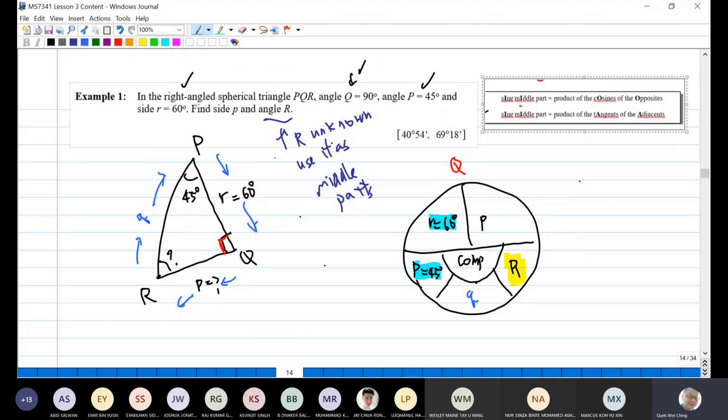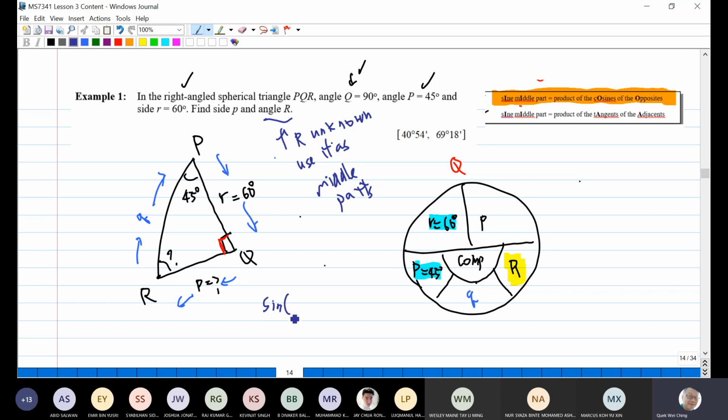Okay, sine of middle part equals product of cosine of opposite part. Because they're opposite here, I'm using the first formula. First formula: sine of middle part. So if I write it down, what does it look like? Let's write it down here. So I have sine of middle part here.